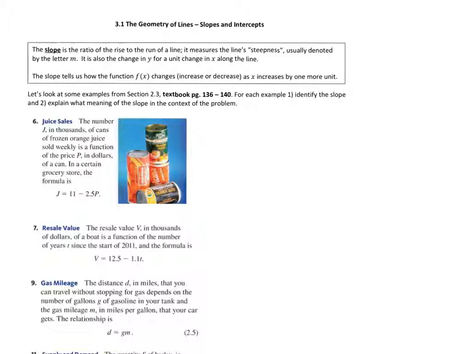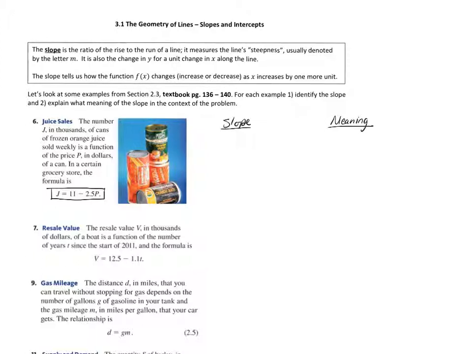So let's look at problem 5. In problem 5, we were dealing with the number J measured in thousands of cans of frozen orange juice sold weekly, and we're told that that is a function of the price, P, in dollars of a can. So we are given this formula down here, J is equal to 11 minus 2.5P. And what I want you to do for each of these problems is first identify the slope. So what is the slope for each of these examples? And then let's write down the meaning of the slope in the context of the problem.